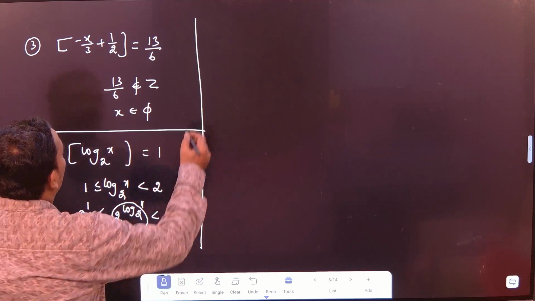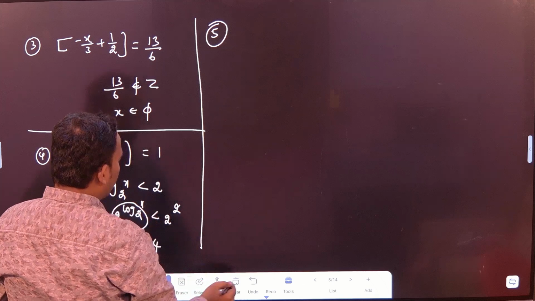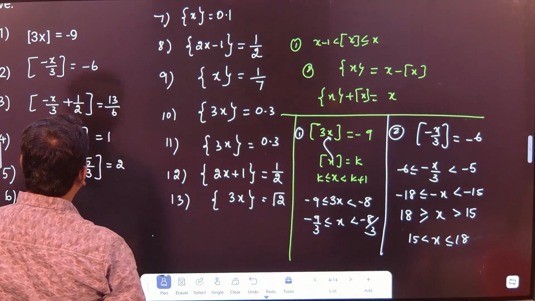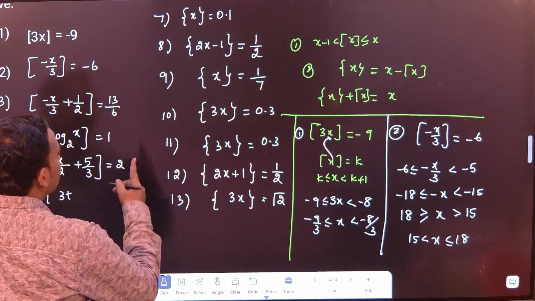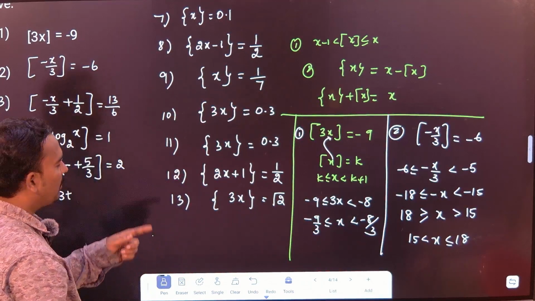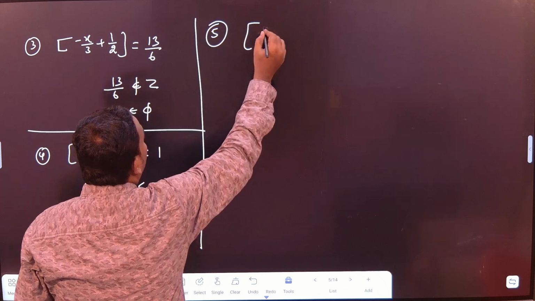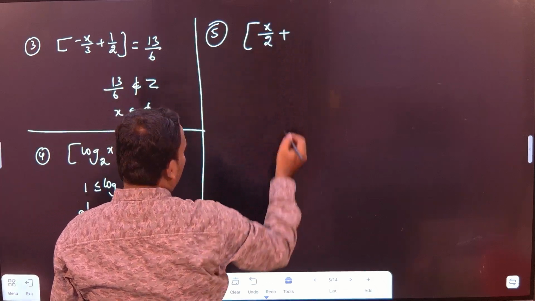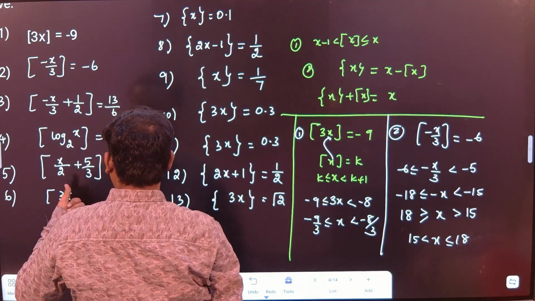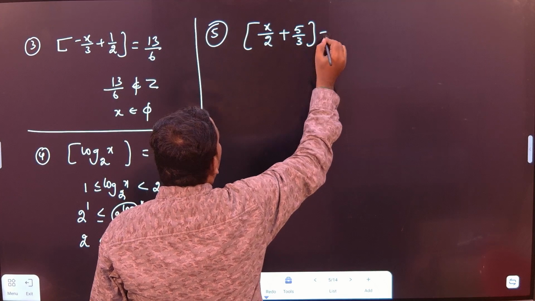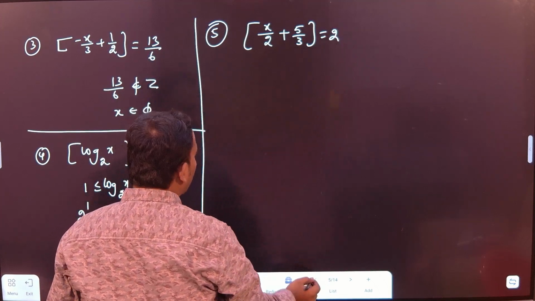Let's do the fifth one. What is the fifth one? So the greatest integer function of x by 2 plus 5 by 3 is equal to 2.